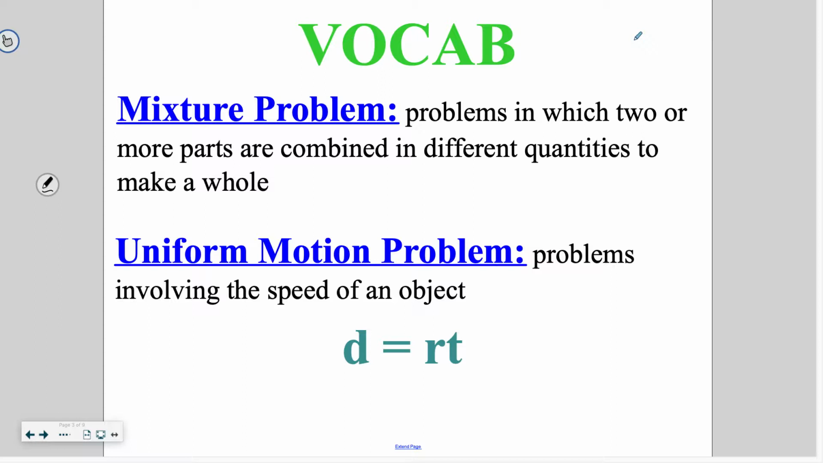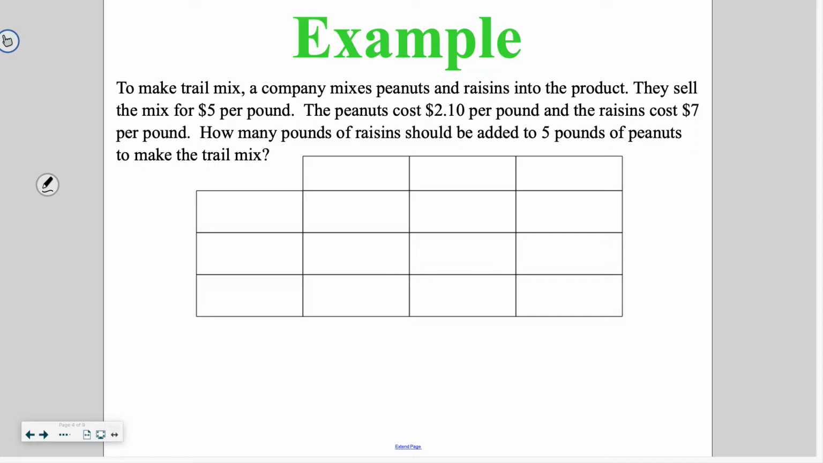Uniform motion problems are the problems that specifically deal with the speed of an object, or two objects, and how they are moving in relation to each other. The equation that we're going to be using for that is distance equals rate times time. When we get to those problems, I will remind you of that equation. We're going to start with the mixture problems.